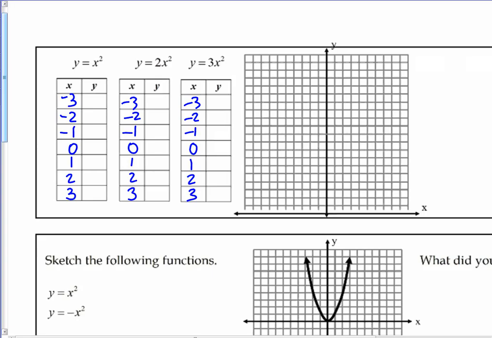So what's -3 squared? 9. -2 squared would be 4. 1. 0. Here's the cool thing. It's going to be reflected, right? There's an axis of symmetry. 1 squared is 1, 4, and then 9, right? It has that mirrored property.